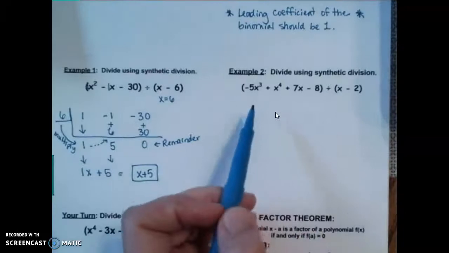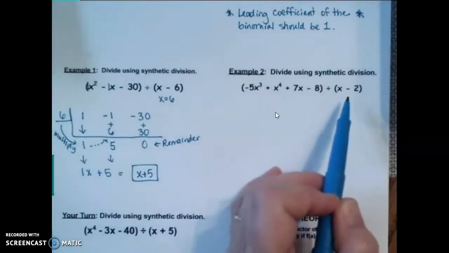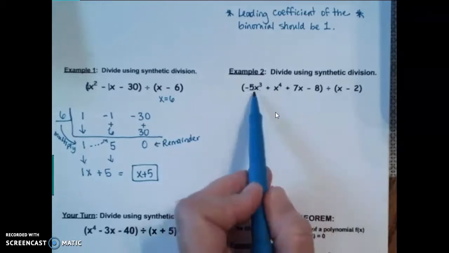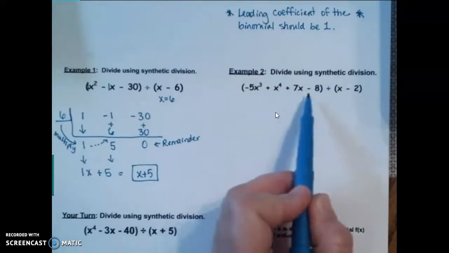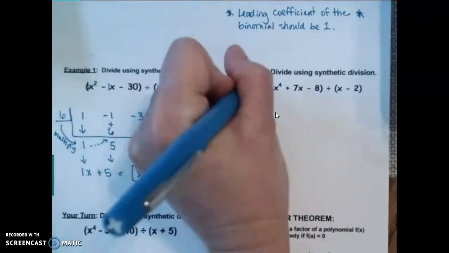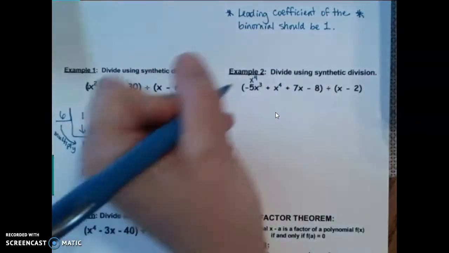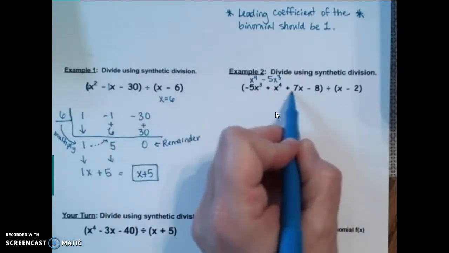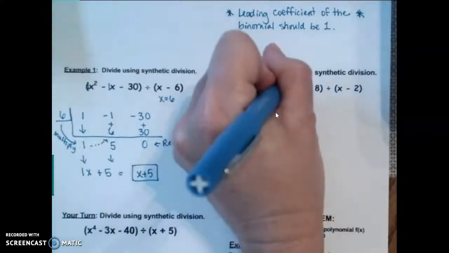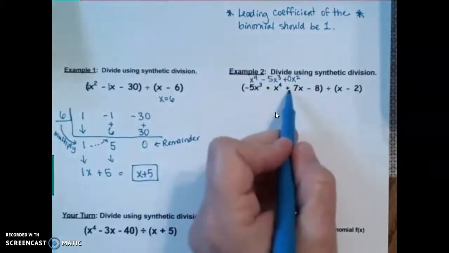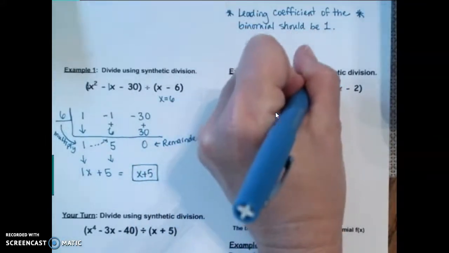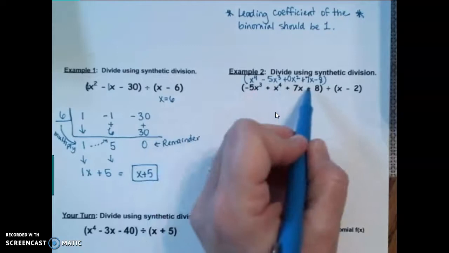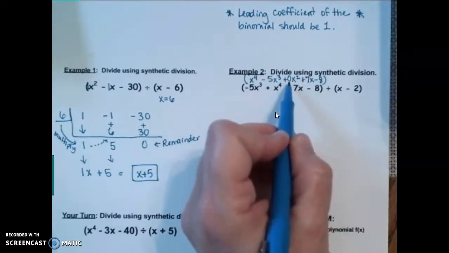Example 2, we have our dividend divided by our divisor. Our divisor is in the right form, x minus a number. However, if you look, this is all mixed up. So we want to rewrite this first and put it in descending order. So I've got x to the 4th minus 5x to the 3rd. If you notice, there's no x squared, so I'm going to add in a 0x squared. Then I have my 7x, and then my minus 8. So I rewrote it in descending order, adding my placeholder in.